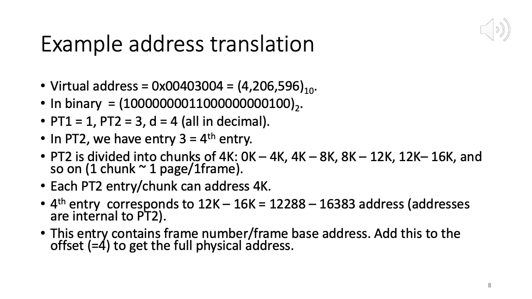So what we are saying is PT2 is divided into chunks of 4K. The first chunk is 0K to 4K, next is 4K to 8K, third is 8K to 12K, fourth is 12K to 16K. Why this 4K? Because this is the page size. So what exactly does each entry contain? It contains the mapping between the page and the frame. So page size, frame size, 4K. Now the fourth entry would correspond to the 12K to 16K chunk. These are all internal to this particular PT2.